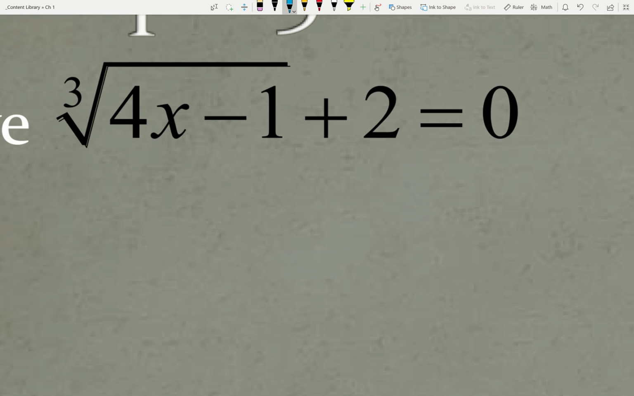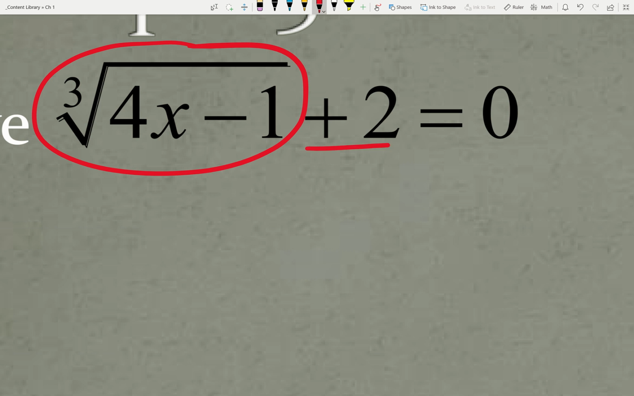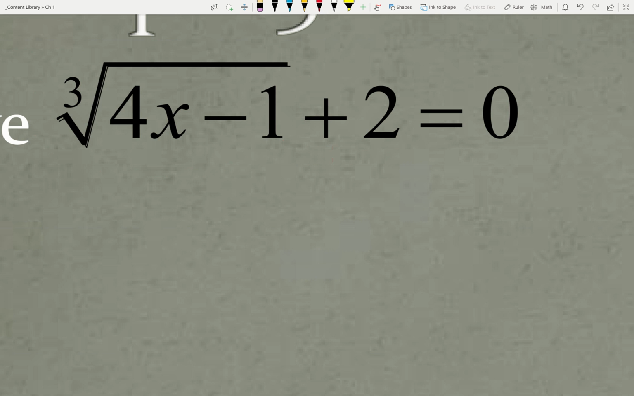Here we have a cube root in this next equation here. So we have the cube root of 4x plus 1 plus 2 is equal to 0. We're going to start this the exact same way. We would really like to begin with having the radical expression by itself. So we need to get rid of this plus 2 that's hanging out there in the back. And we're just going to use some inverse operations to go ahead and do that.